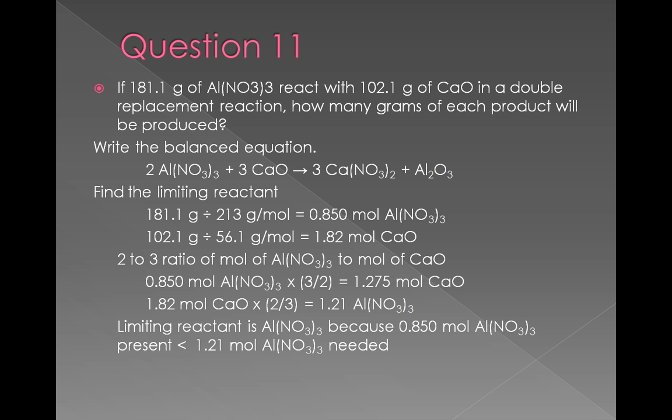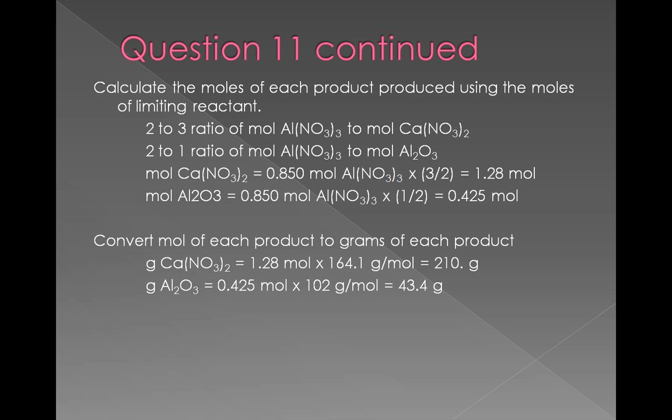Then you also multiply the 1.82 moles of CaO by 2/3, which gives you 1.21 moles of AlNO3. The limiting reactant is the AlNO3 because 0.850 moles of AlNO3 present is less than the 1.2 moles of AlNO3 needed. Then you calculate the moles of each product produced using the moles of the limiting reactant.